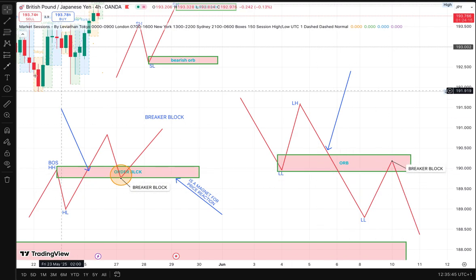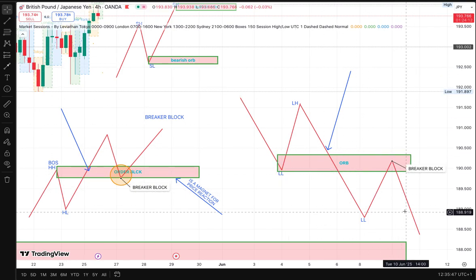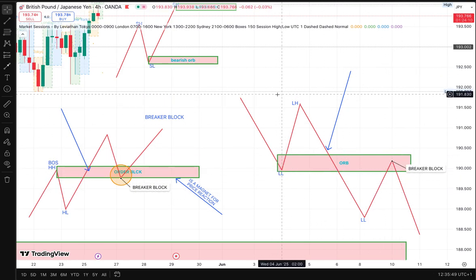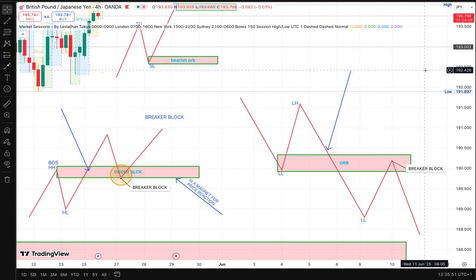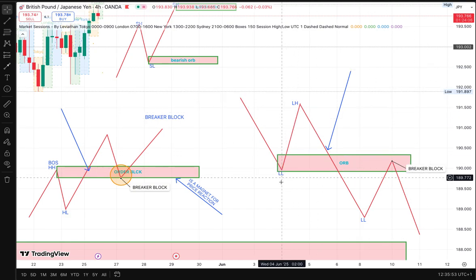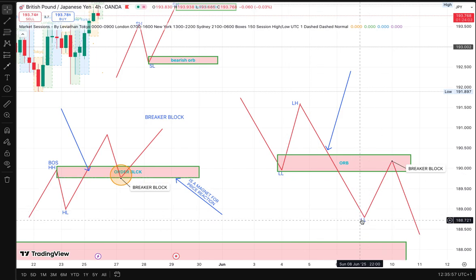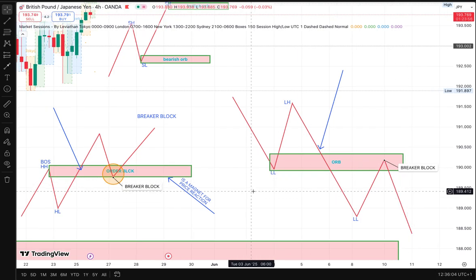Okay, that means that it must break this lower low, this lower high, before you can say it's going upward. Because it hasn't broken this lower low and it hasn't broken this, that means you're still going down. It's as simple as that. Don't mix it up, please.